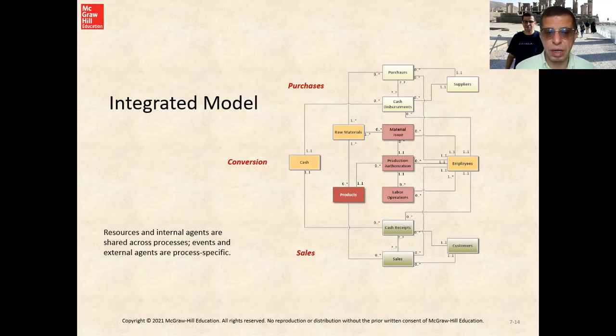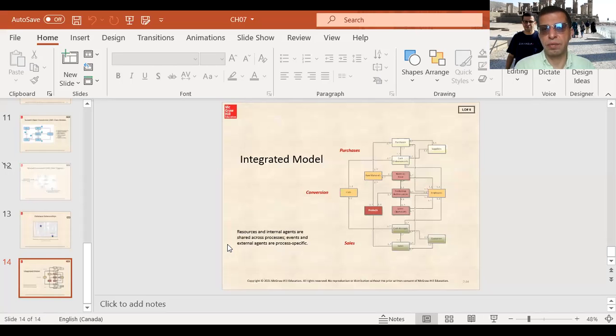So the resource and internal agent are shared across the processes here. Event and external agent are process specific. So there are external agents like the customer and the supplier, but the employees are internal. So that's the end of the chapter.